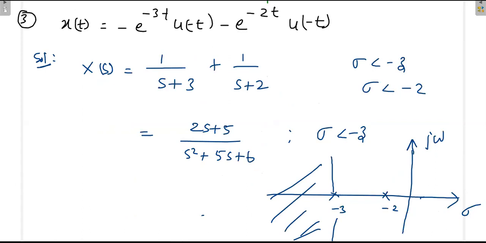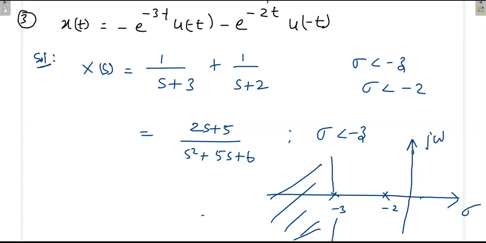Again, we will continue with this. We'll take some extra 6 more problems. Then we'll finally compare by taking all the 9 problems together. We'll compare what the x of t structure is, what the X of s structure is, what the ROC is, and then what inference we get, whether finally the given system is stable or not, and how to identify that nature from the time domain equation and also from the ROC diagram.